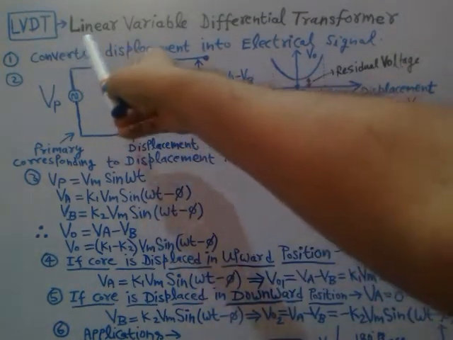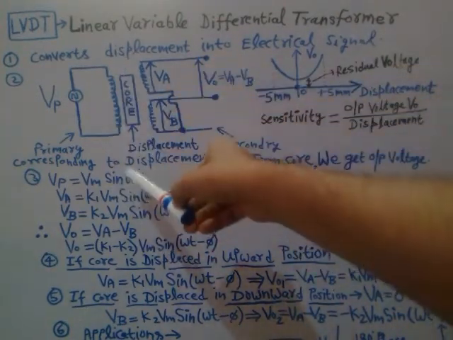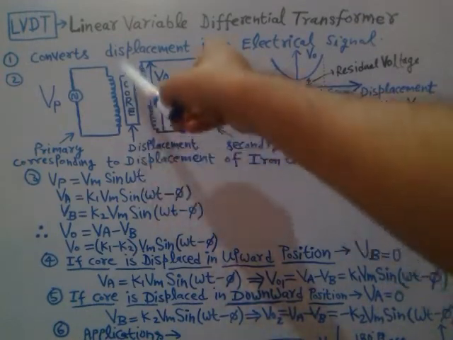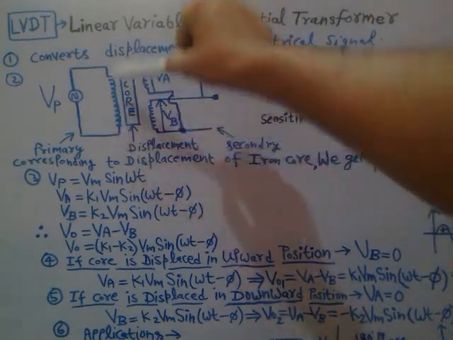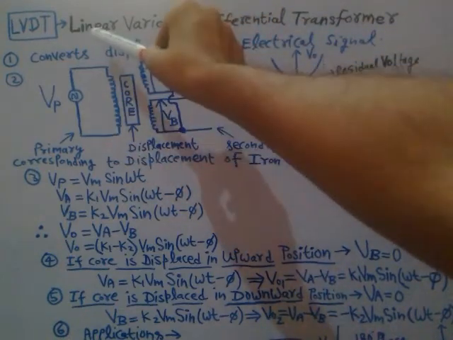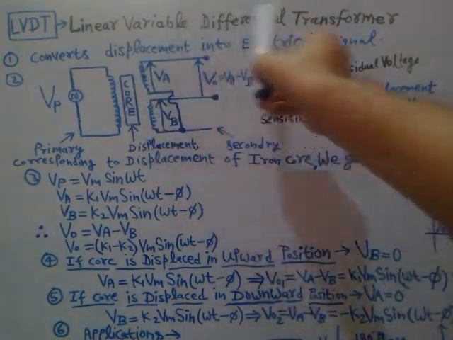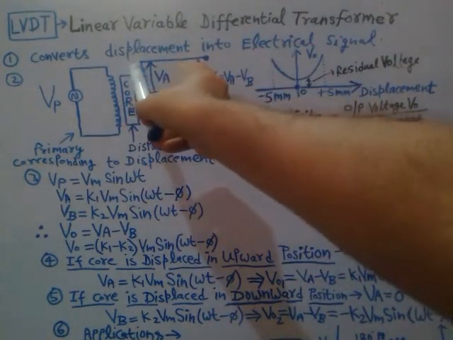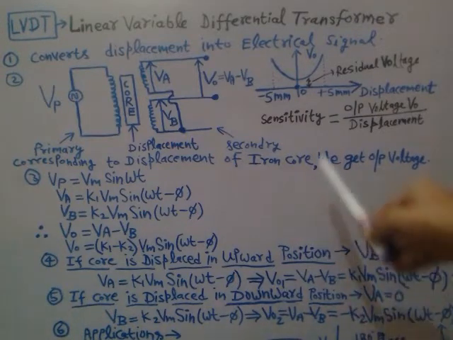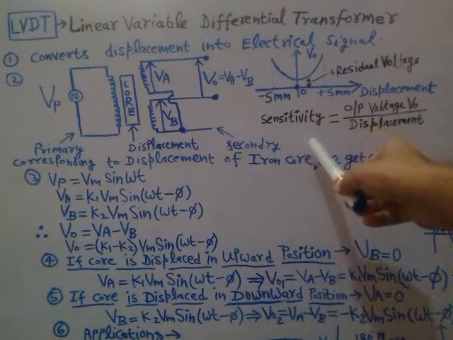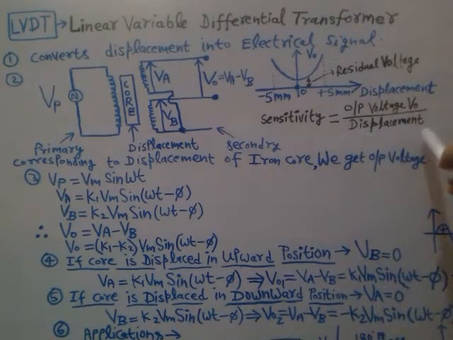So LVDT means linear variable differential transformer. It converts the linear motion, or the input displacement. See here, we are displacing the core linearly. So that's why it is a linear variable differential transformer, right? It converts linear motion into an electrical signal, or you can say it converts displacement into an electrical signal, right? So the sensitivity of the LVDT is given by the ratio of output voltage V0 divided by displacement.